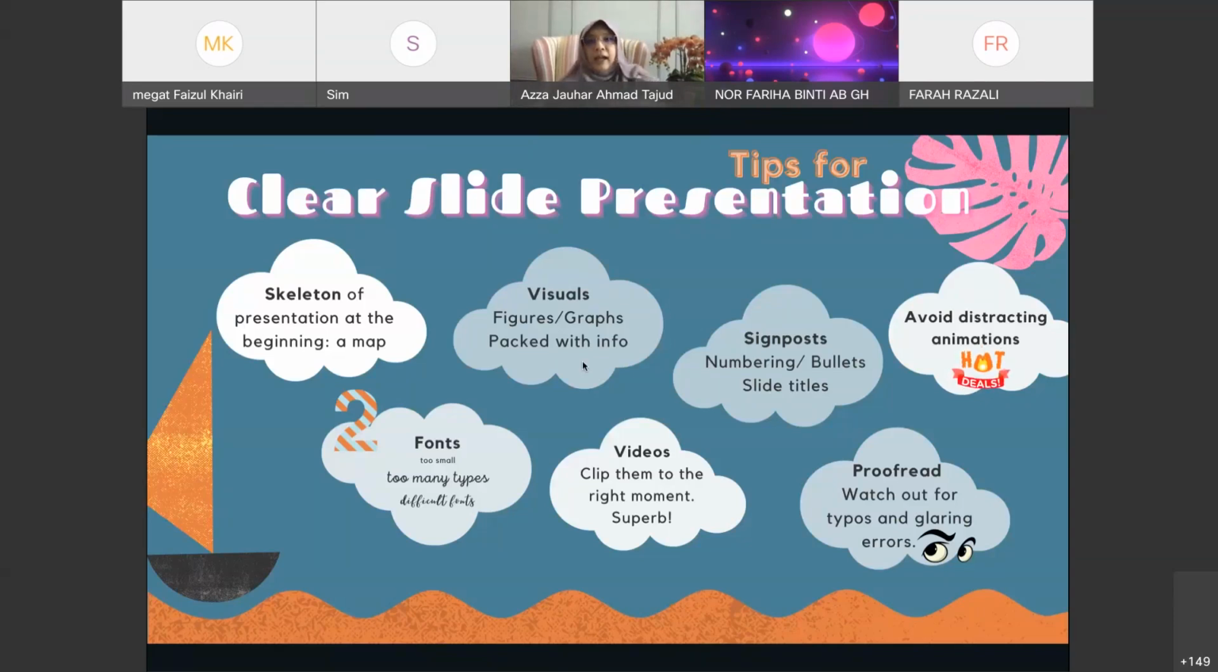All right. Another tip for clear slide presentation is you need to signpost your presentation. Signpost means you have numbering, you have bulleting, you have slide titles. Jangan letak je semua and kita tak tahu what belongs to what. Sebab kita kena ingat, kadang-kadang ada je peserta-peserta masuk di tengah-tengah presentation kita. Kalau kita tak ada tajuk, tak ada nombor, tak ada bullet, dia macam lost.